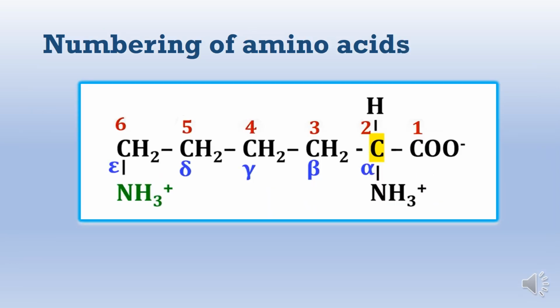Then, numbering of amino acids. Amino acids are numbered based on the carbon atom in the amino acid. The amino group is attached to the alpha carbon, along with the carboxyl group, hydrogen, and side chain. So the second carbon is the alpha carbon, the third carbon is beta, the fourth one is gamma, the fifth one is delta, and the sixth carbon is epsilon. Numbering 1 starts with the carboxyl group. On the screen, the amino acid lysine has been taken as an example.